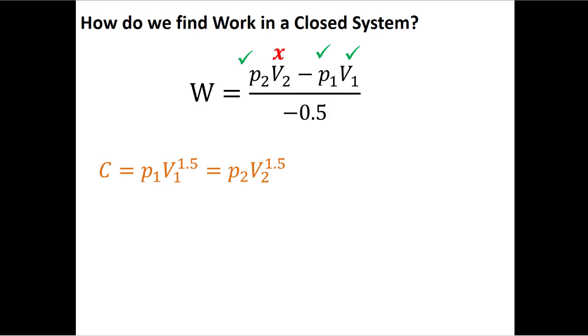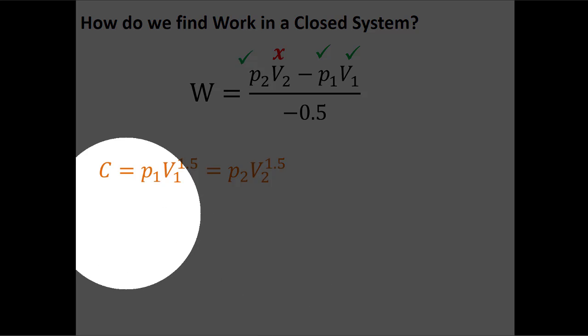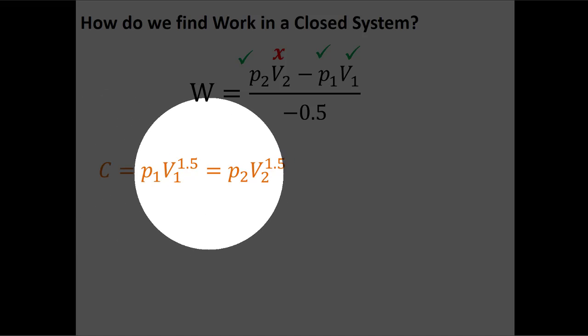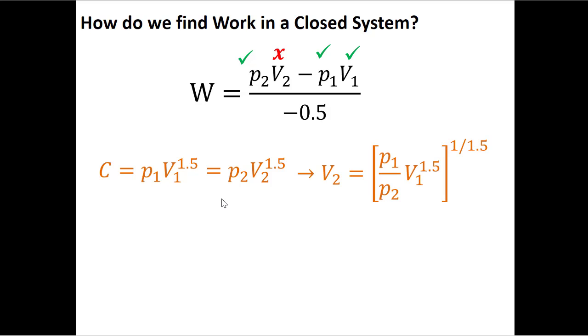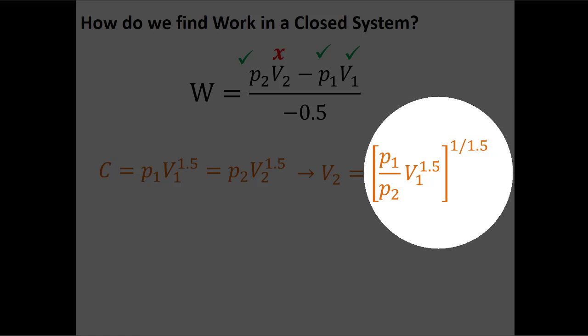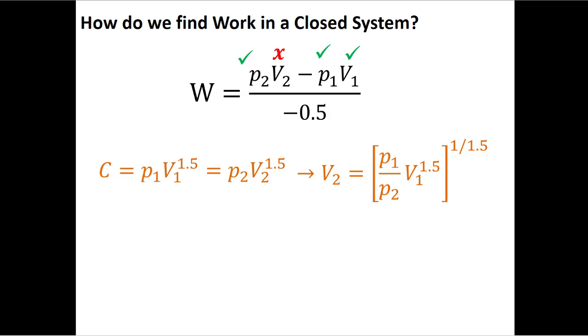Now again, I'm going to use the relationship that P V to the power of 1.5 is constant. I don't care what the constant is here, although I could figure it out if I wanted to. I'm going to get a symbolic solution for V2. So here I isolate for V2, and I see that V2 is equal to P1 over P2 multiplied by V1 to the 1.5, all to the power of 1 divided by 1.5. I can work this out on my calculator, and I see that V2 is 0.3 cubic feet.